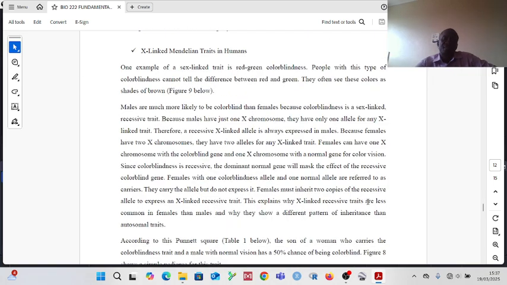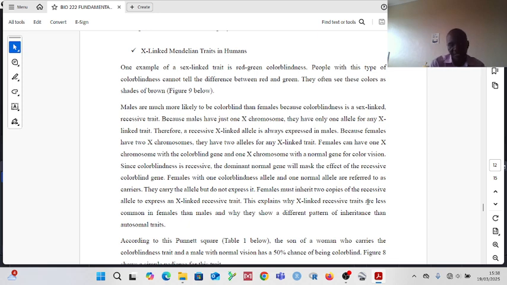So let's look at now some of these X-linked traits in humans. Okay. So an example of a sex-linked trait in humans is color blindness. So there are people who cannot differentiate, for example, between red and green. Okay. So we'll see the inheritance pattern in figure 9, and we'll explain it later.